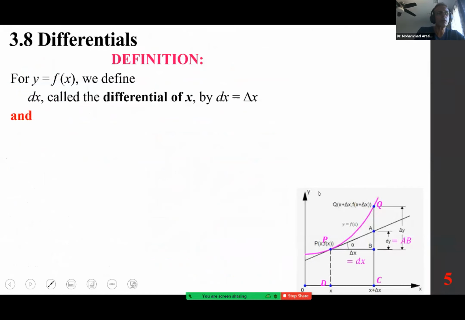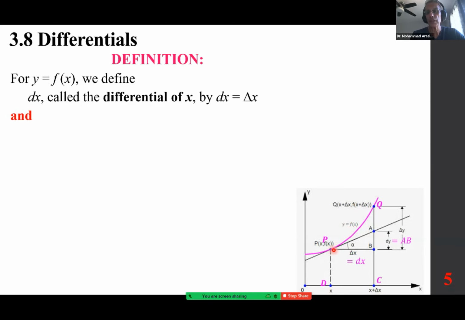Differentials. So let's look at a couple of definitions. For y equals f of x, we define dx, called the differential of x, by dx equals delta x. So take a look at this function, y equals f of x.